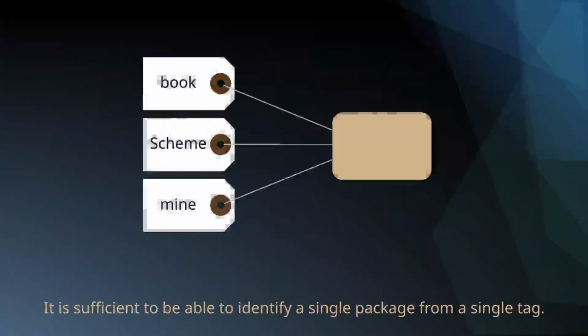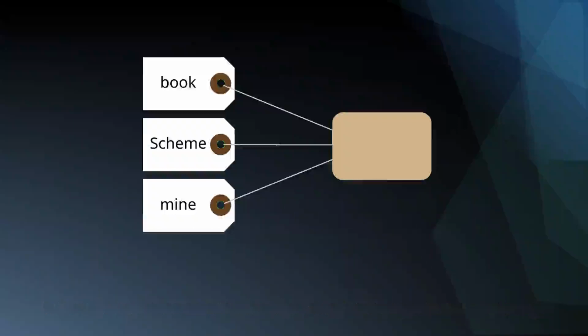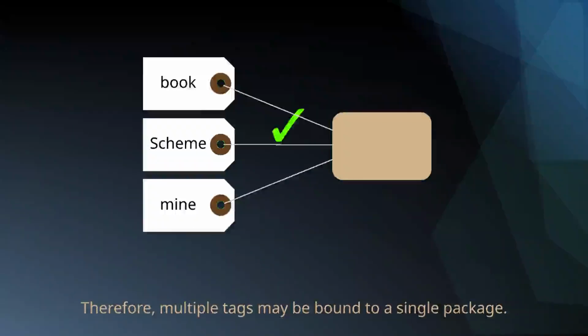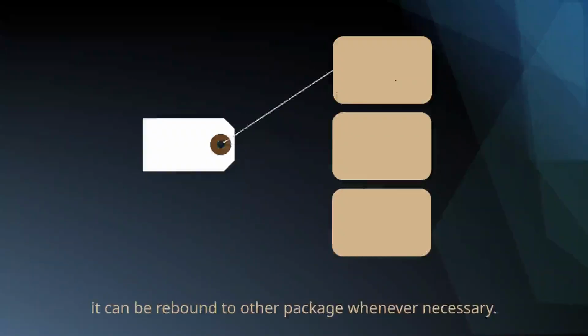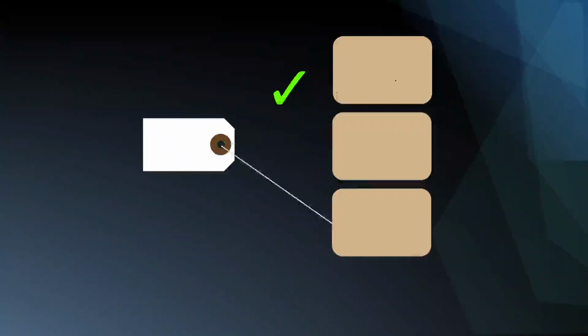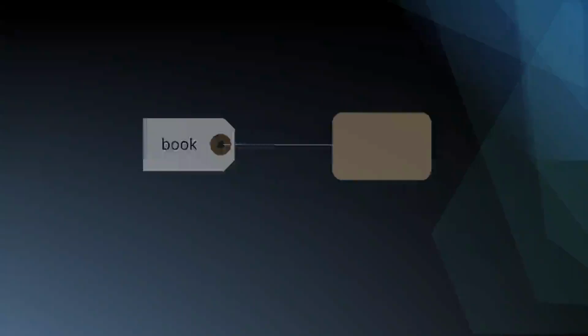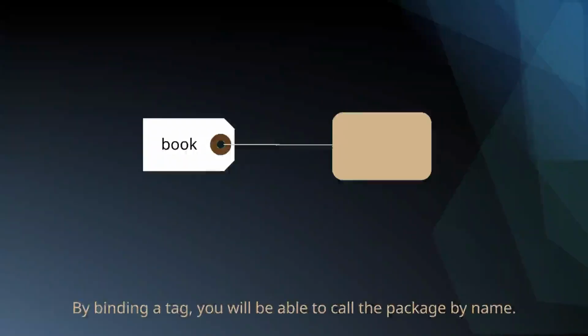It is sufficient to be able to identify a single package from a single tag. Therefore, multiple tags may be bound to a single package. Furthermore, since the wire tag is only bound to the package with a wire, it can be rebound to another package whenever necessary. By binding a tag, you will be able to call the package by name.